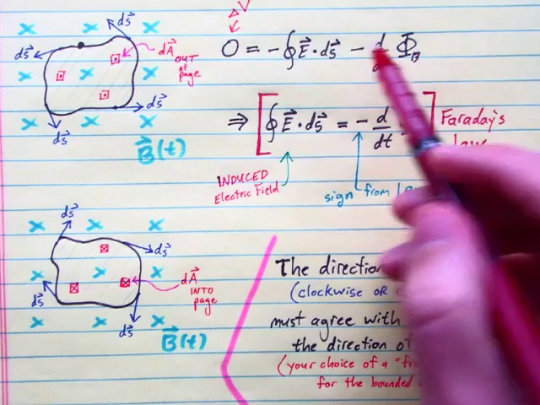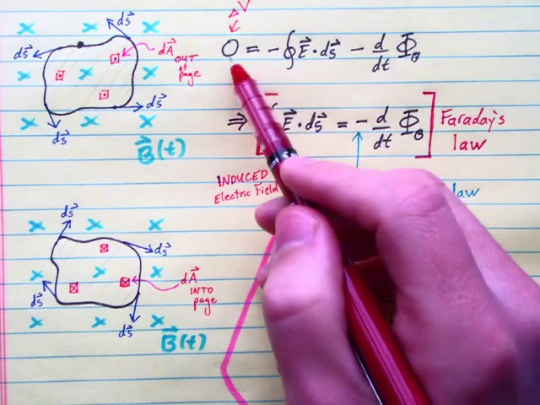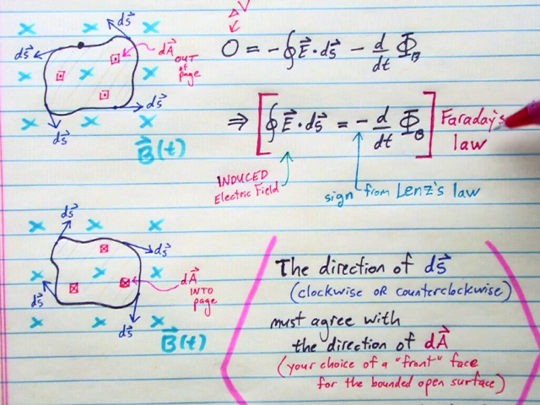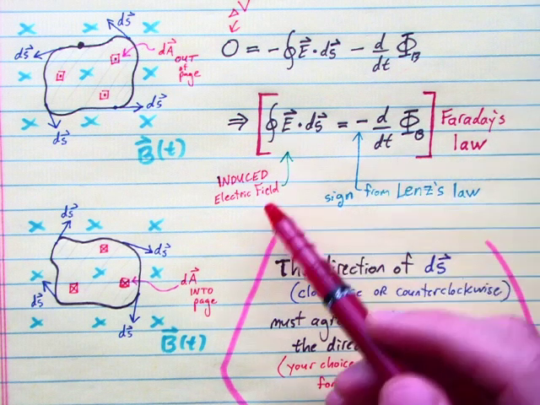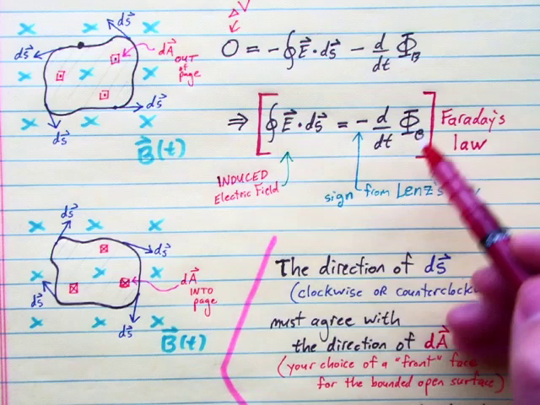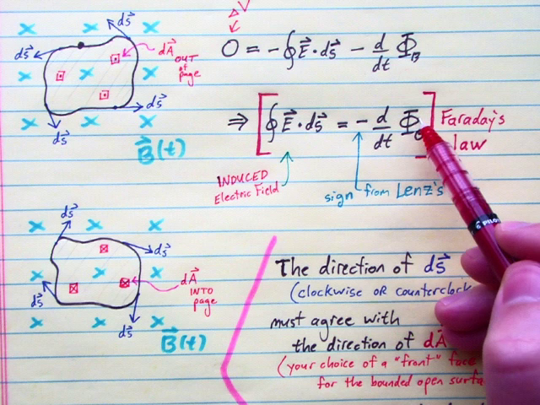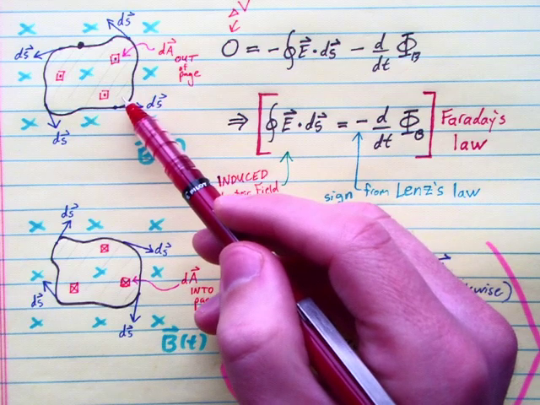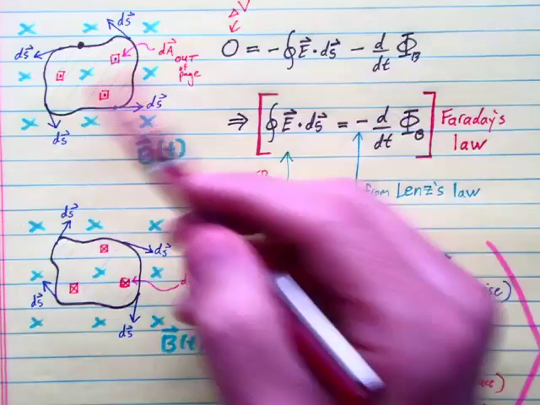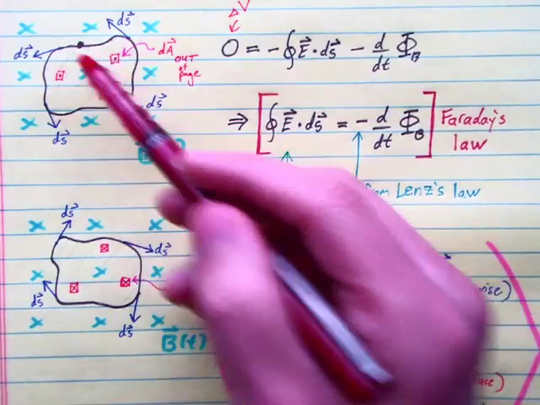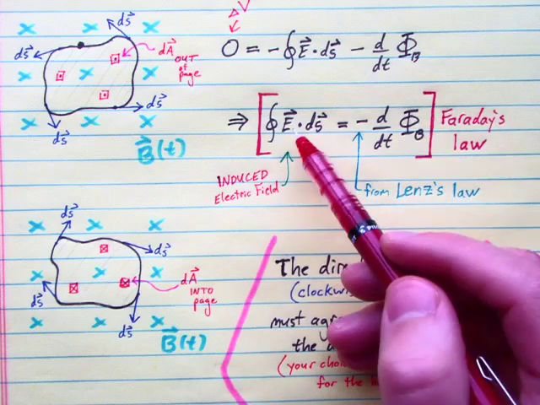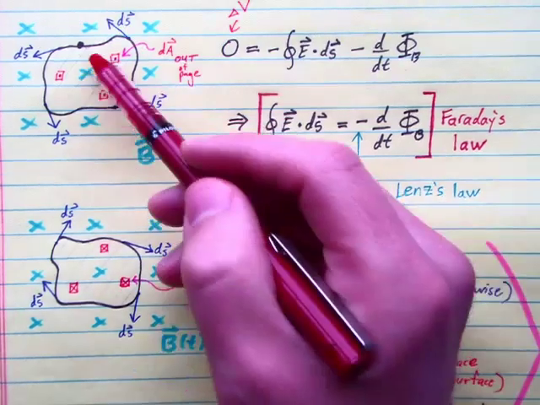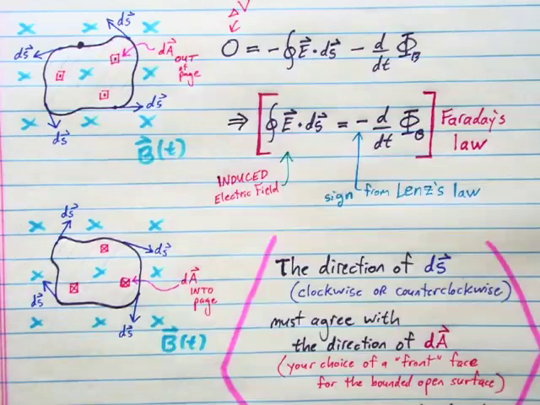So, just rearranging this, I'm going to move the minus E dot ds over to the left-hand side here and express what we're now going to call Faraday's law of electromagnetic induction. What this is saying is that if there is a non-constant magnetic flux through the open surface bounded by your closed loop, then there will be an induced electric field in this region with a non-zero integral around that loop.